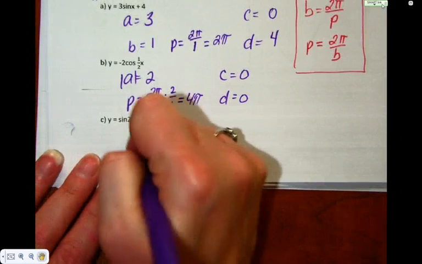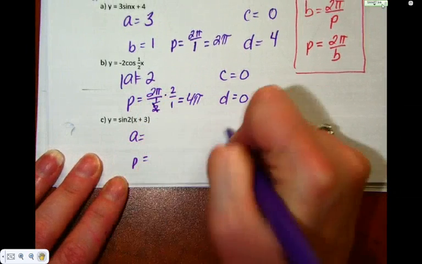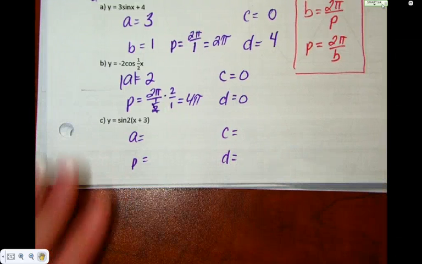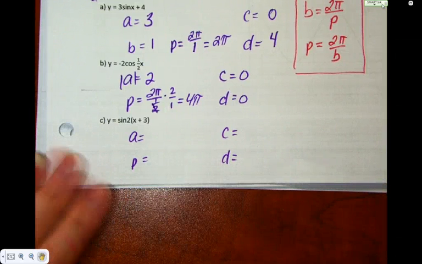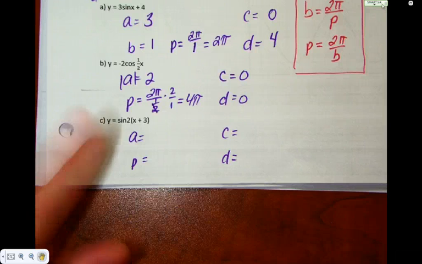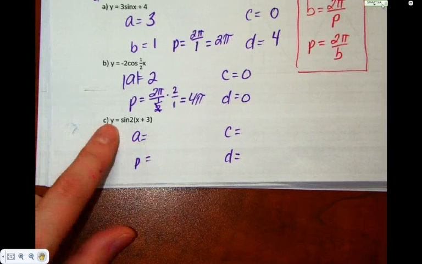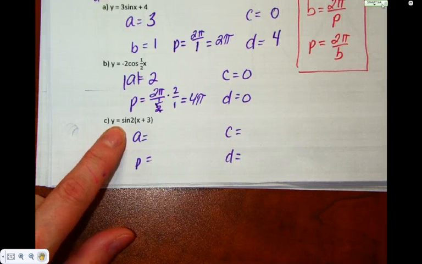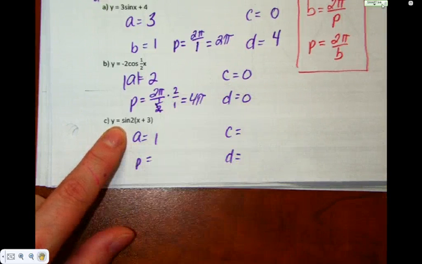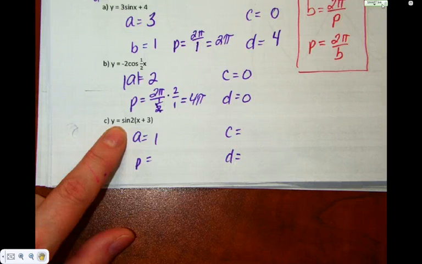Okay, so same thing, amplitude, period, phase shift, center line. Where do we find A? In front, beginning of the equation. What's the amplitude of this graph? 1. So that means it goes 1 unit up and 1 unit down.